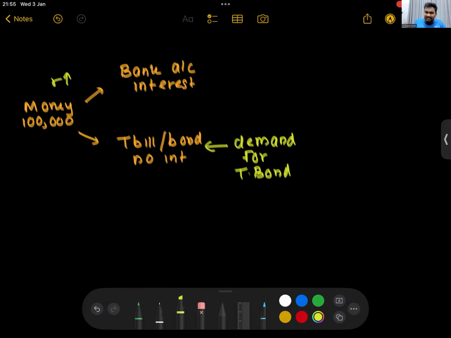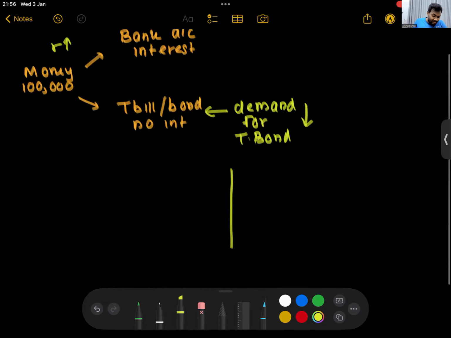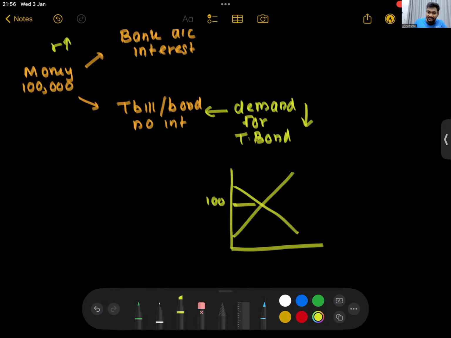No, right? Demand for treasury bonds comes down. Yes. Now think and tell me, using a little bit of unit number 2 knowledge, the basics. If the demand comes down, now let's say this is the price. Price of a treasury bond, let's say 100 rupees.